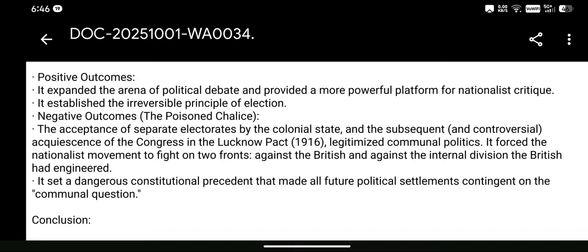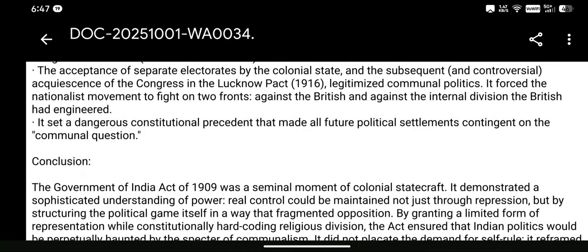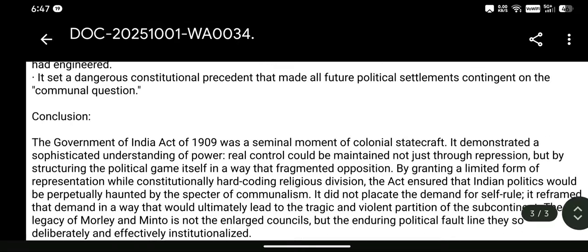and the subsequent and controversial acquiescence of the Congress in the Lucknow Pact of 1916 legitimized communal politics. It forced the nationalist movement to fight on two fronts, against the British and against the internal division the British had engineered. It set a dangerous constitutional precedent that made all future political settlements contingent on the communal question.